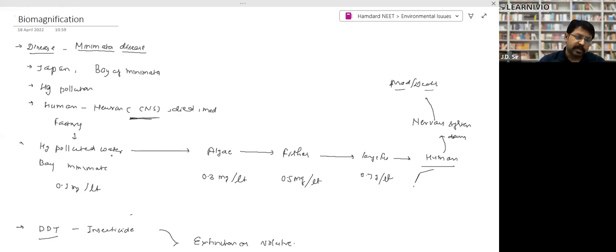Look, in this food chain, at every trophic level, the mercury amount is increasing. This process is called biomagnification. Biomagnification is the process in which the accumulation of toxic substance or heavy metal takes place more and more at every trophic level. This is called biomagnification. Is that clear to all of you? Safullah? Yes, sir. Riba, got it? So remember these facts which I told you.